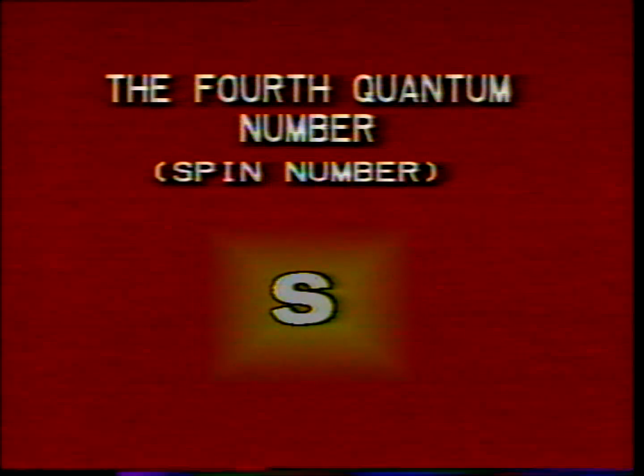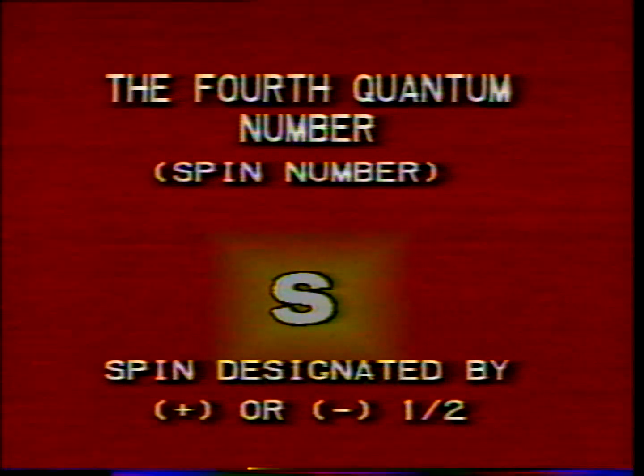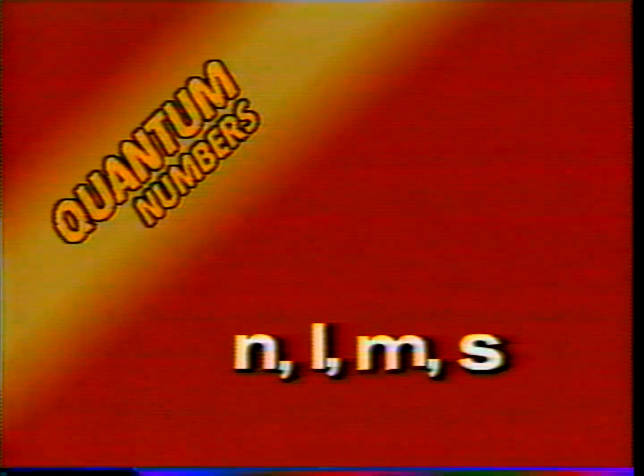The fourth quantum number is known as the spin quantum number. It is known as S. This S is different than the S sublevel. S designates the direction of the spin of the electron about its own axis as the electrons move about the nucleus. The spin is either clockwise or counterclockwise and is given by plus or minus 1/2. These are the 4 quantum numbers.